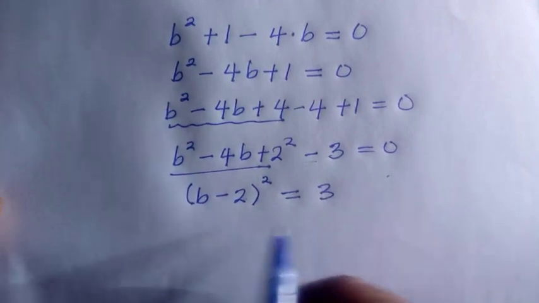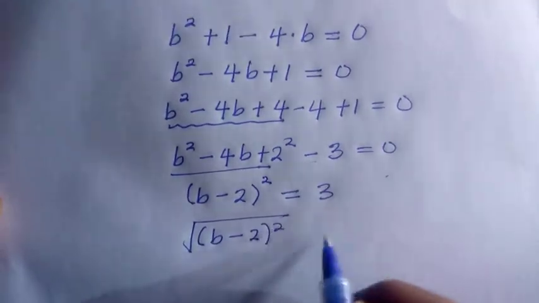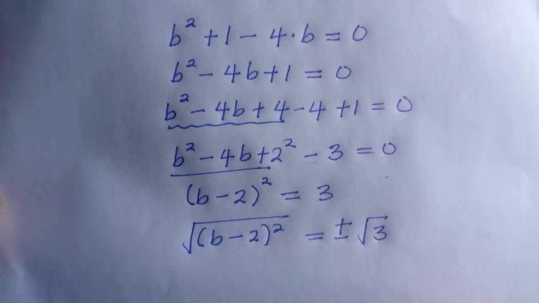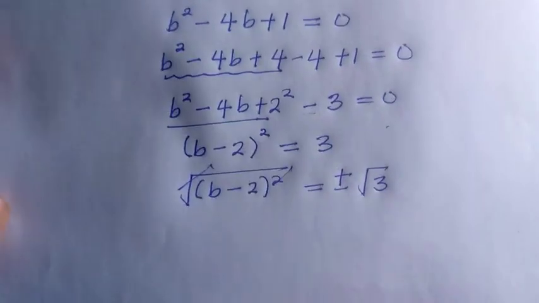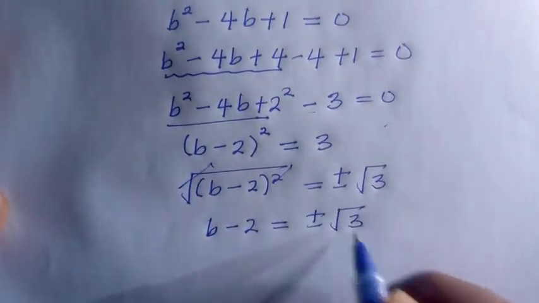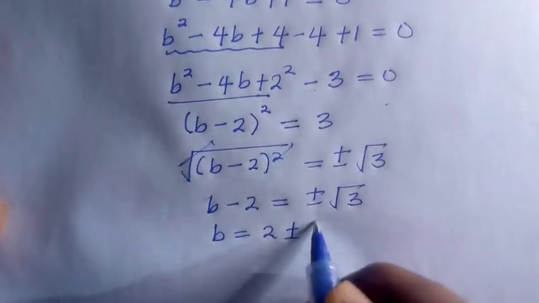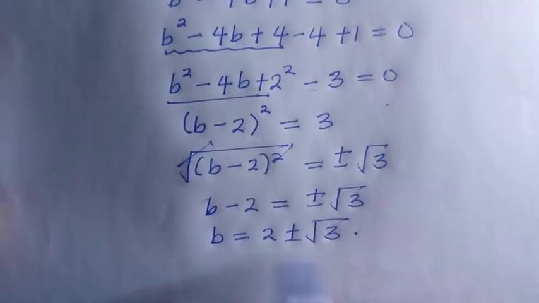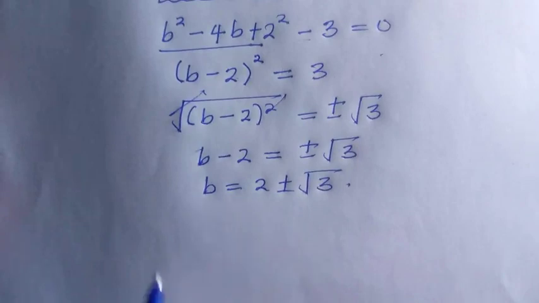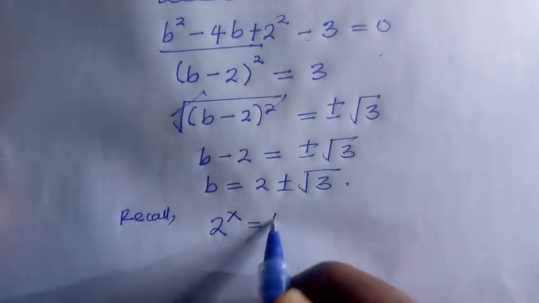Then let's take the square root of both sides, so that we have this square cancelled. And when we introduce the square root to this side, it becomes plus or minus root 3. So here we have b minus 2 equals plus or minus root 3. Then we take 2 to the other side, and we get the value of b, which is 2 plus or minus root 3. So b equals 2 plus root 3 and b equals 2 minus root 3. Then we have to recall where we let 2 to the power of x equals b.